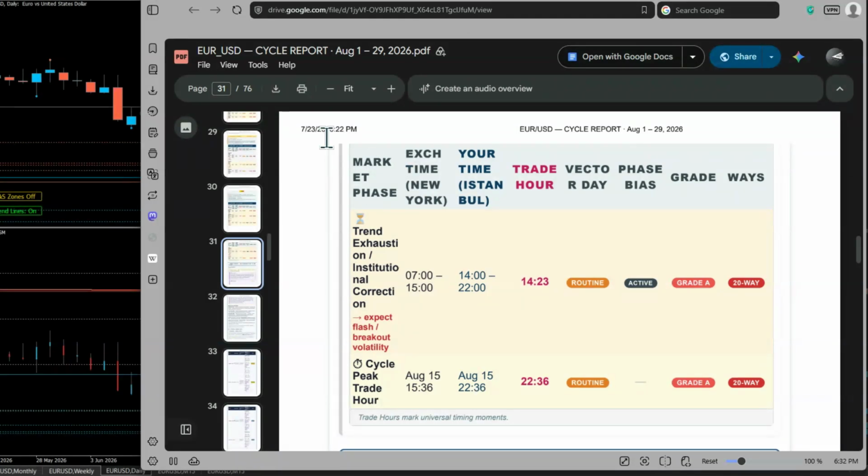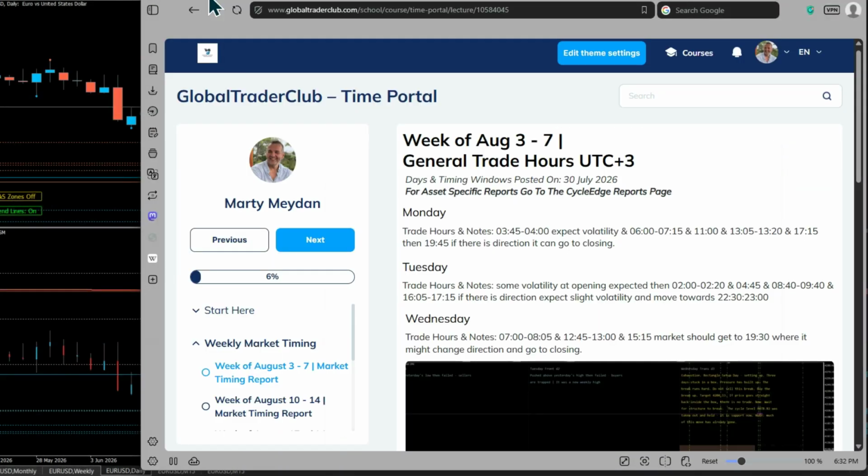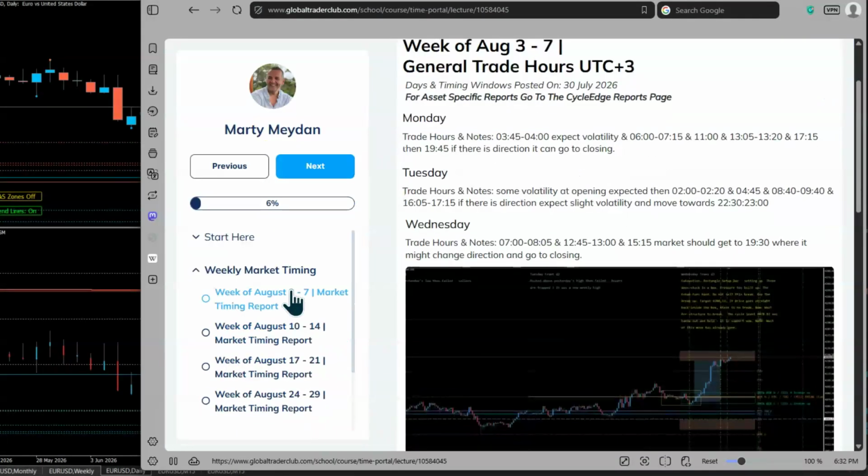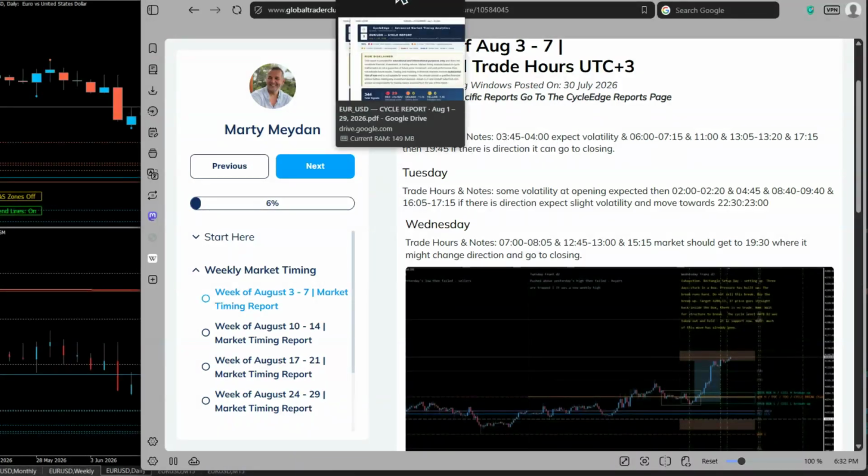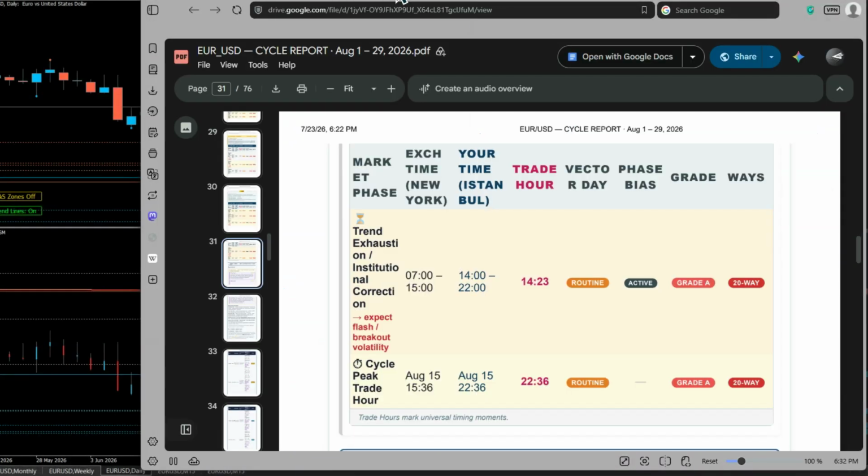Now the cycle age report, I printed this on the 23rd of July, and I put this up onto the members area on the 30th of July. What you need to know, first of all, is that the full month of August and the general trade hours, this is for last week, are all here. Obviously I'm not going to show this on YouTube out of respect to the paying members, but because we're doing one asset a week to warm ourselves up to use the cycle age report, it'll be just an asset and we'll check it out. So this week I'm going to do euro dollar.